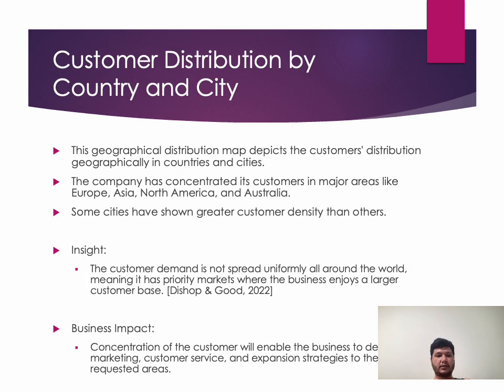So this is a map that illustrates the distribution of customers in countries and cities. As we can observe, customers can be found in certain areas like Europe, Asia, North America, and Australia. The level of customer density is evidently more in certain cities than in others. This means that the demand of the customers is not well distributed across the world, allowing the business to know priority markets where its marketing, customer service, and expansion can be more targeted.